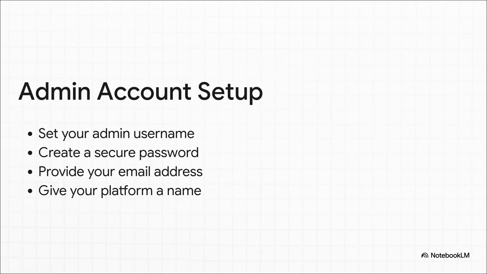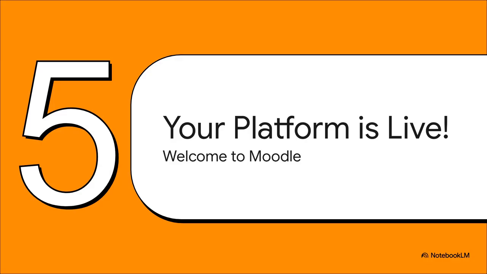Once all the main installation stuff is done, you'll hit the final, most important screen, creating your own administrator account. This is where you set up your username, a secure password, enter your email, and officially give your new Moodle site a name. And after that last step, congratulations! You did it! All the technical setup is officially complete, and your private online learning platform is now live.